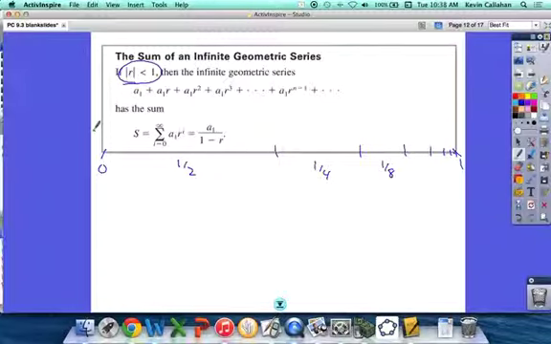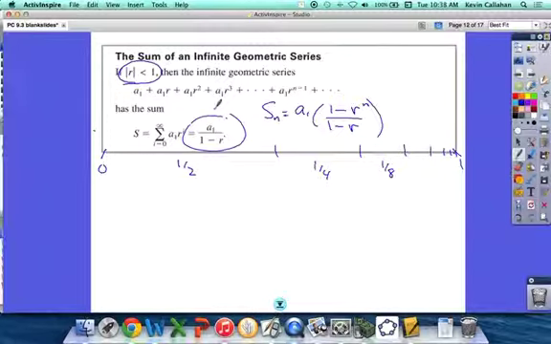So the formula for this is really just a simplified version of the one we already know for the finite sequence. If I take that one, Sn equals A1 times 1 minus R to the n over 1 minus R, this formula here is missing one term from that. Which term is it?